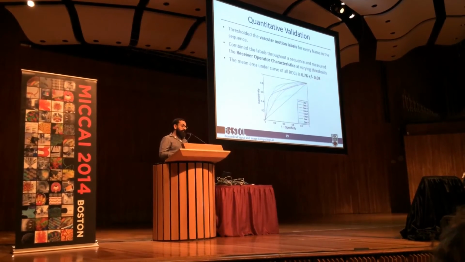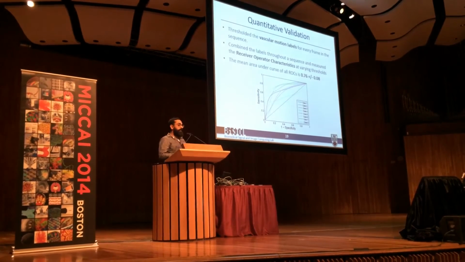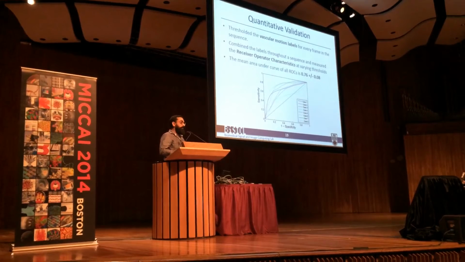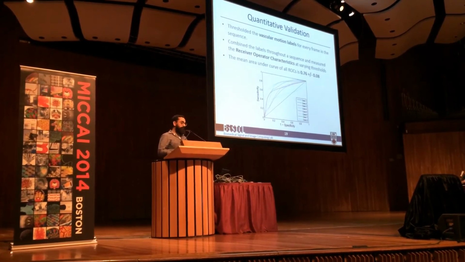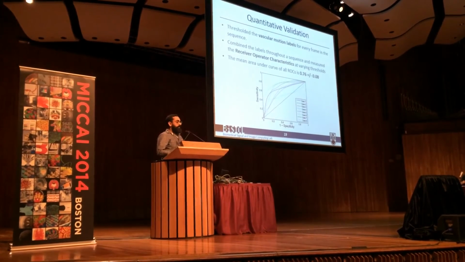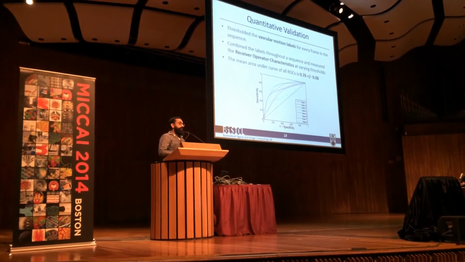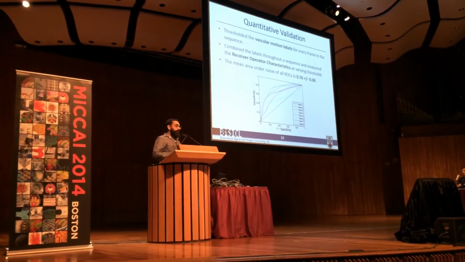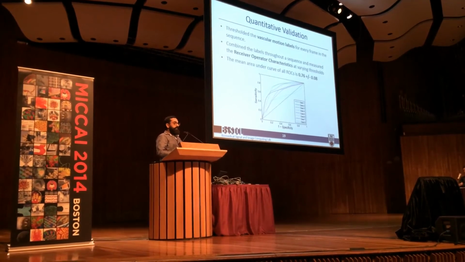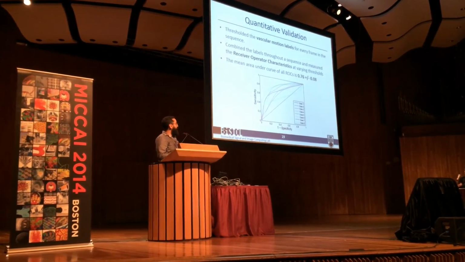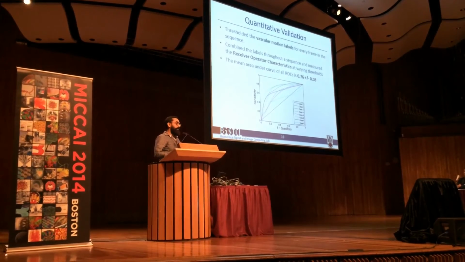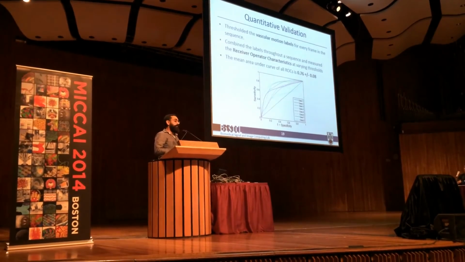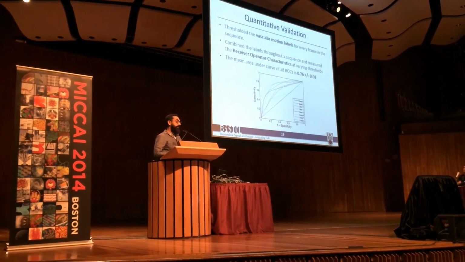Quantitative validation of our method was also performed to evaluate how effective we were at labeling vessels in general. What we did was we thresholded the vascular motion labels for every frame in the sequence and combined it throughout the video and looked at the sensitivity and specificity for all the 8 cases. And we measured a mean area under the curve of 0.76 for this very challenging data set.